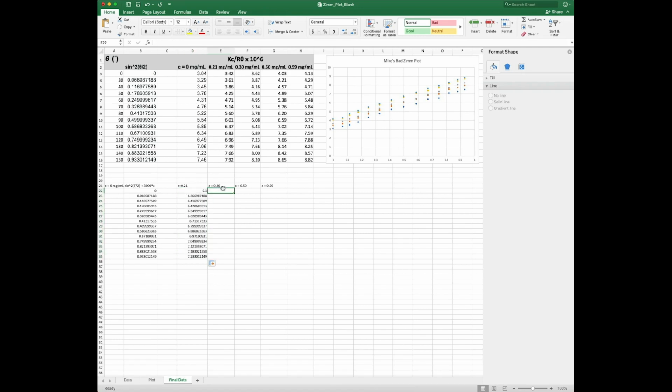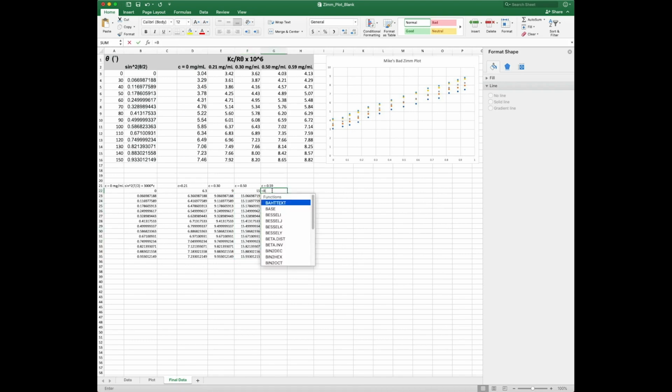So here's that data, and this is going to be B3 plus 30 times the concentration, which is 0.3. So that'll give me 9, and I'll fill down. And this is going to be equal to B3 plus 30 times 0.5. Fill down, and then the very last one. So this is equal to B3 plus 30 times 0.59.